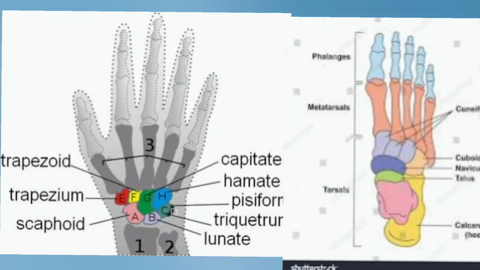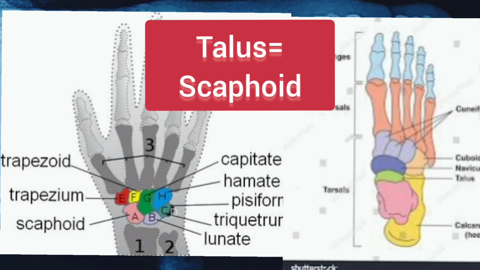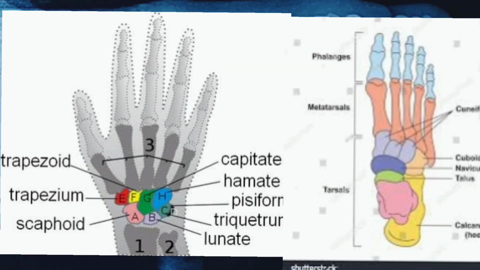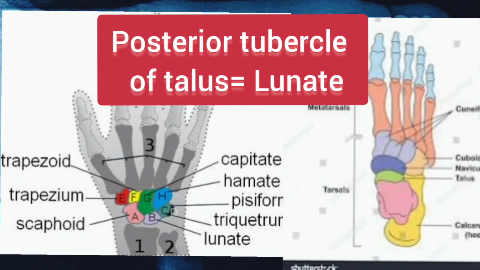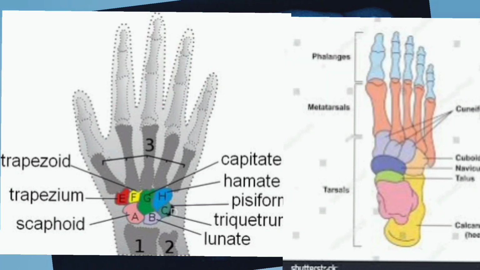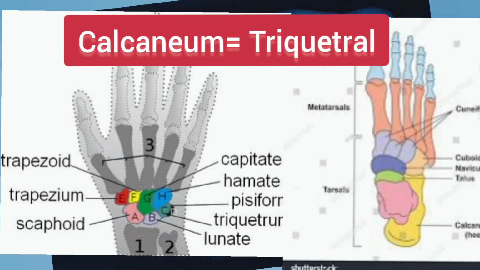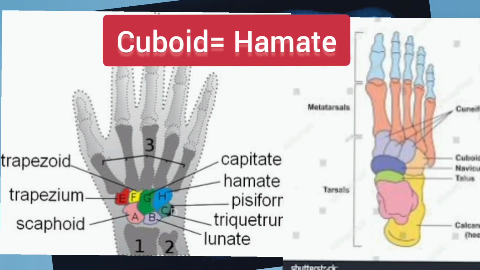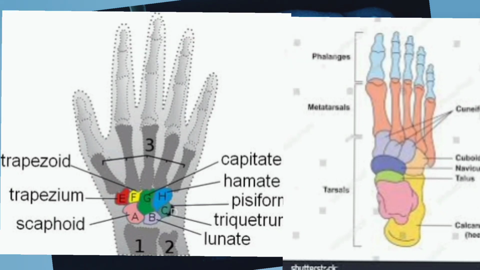A few examiners may ask you, what are the homologous tarsal bones and carpal bones? But one thing is that the pisiform bone, one of the carpal bones in the hand, does not possess any homologous tarsal bone, but the other carpal bones have homologous tarsal bones. Talus is homologous to the scaphoid. Then the posterior tubercle of talus, the homologous carpal bone is lunate. Then calcaneus, triquetral. Cuboid, it is the hamate.